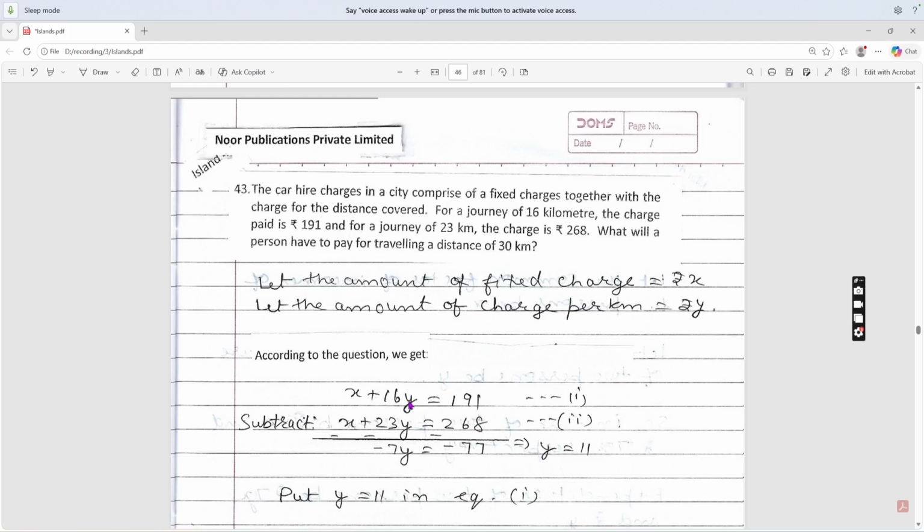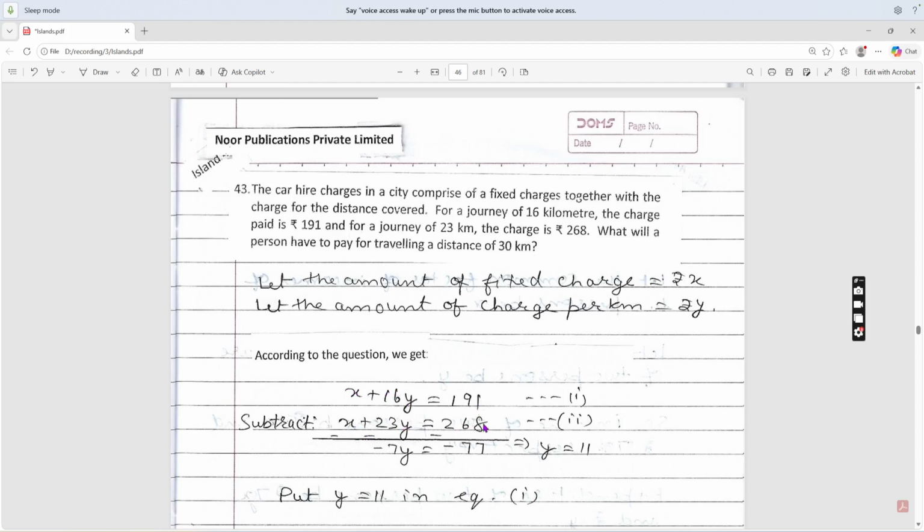But we do not know how much per kilometer we have to pay, so here we let it be y only. The variable charges would be 16 into y and 23 into y, and the fixed charge is x. So total charges would be fixed plus variable, that is x plus 16y, and x plus 23y, where the bill is 191 in the first case.